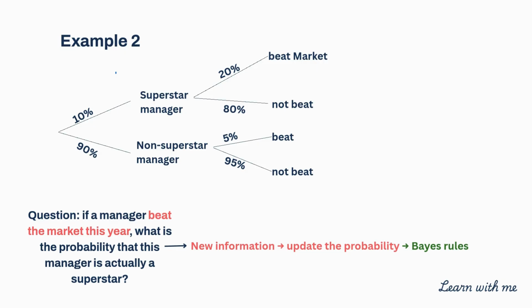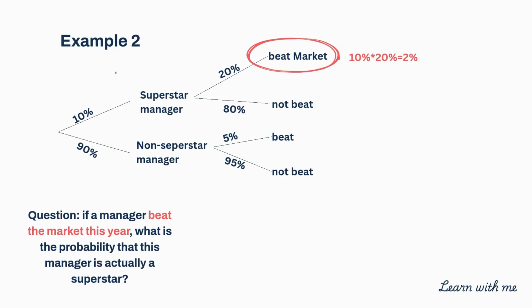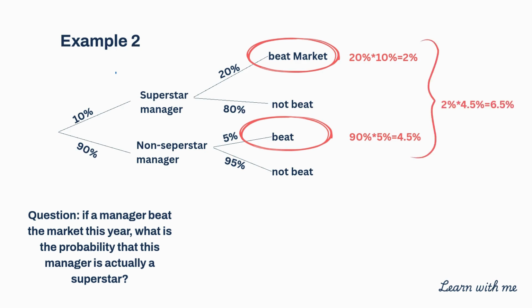A superstar manager beats the market, that's 10% of managers, times a 20% chance of beating the market. So 10% times 20%, that's 2%. A non-superstar manager beats the market, that's 90% of managers, times a 5% chance, and that's 4.5%. So the total probability of any manager beating the market is 6.5%.